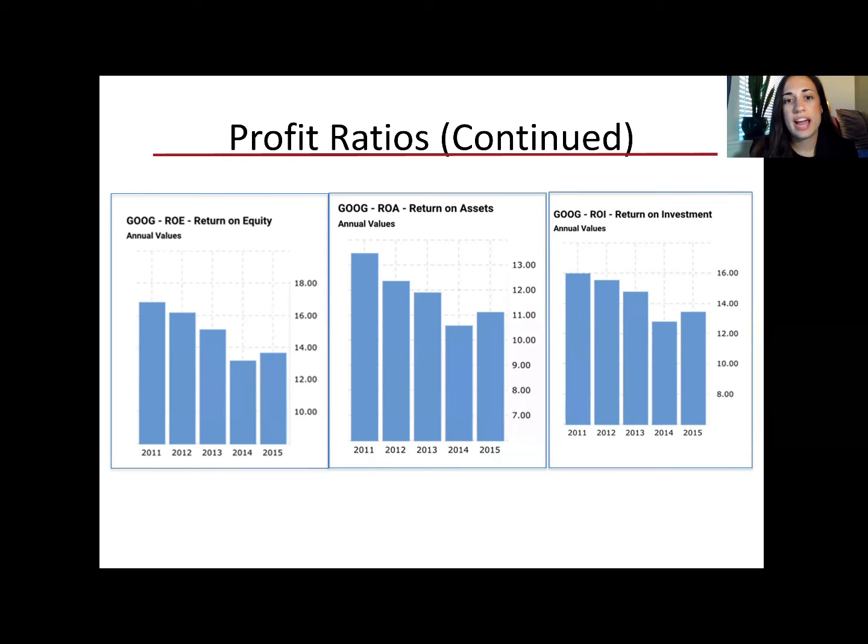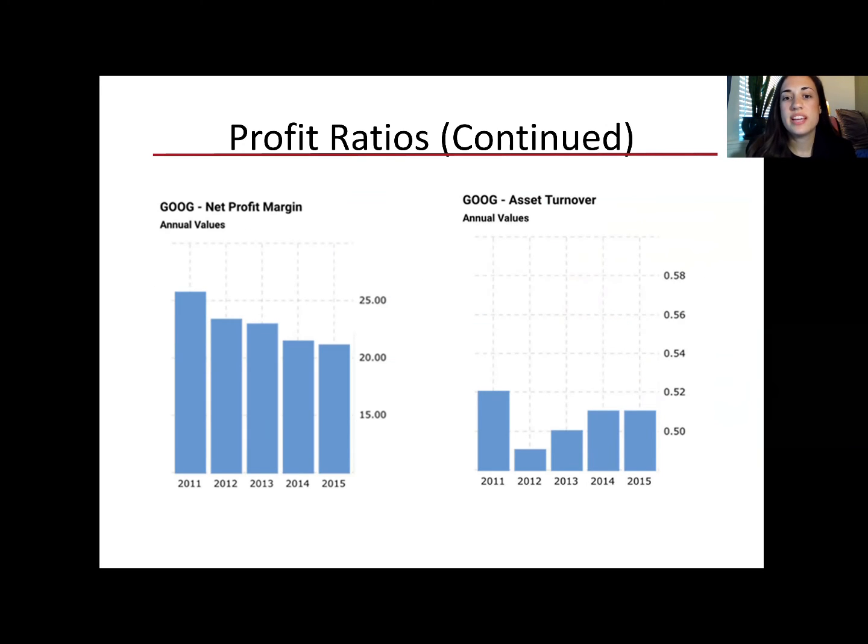And return on assets, ROA, this rises over time, indicating the company is doing a good job of increasing its profits with each investment dollar it spends. Generally, the higher the ROI percentage, the greater the return on the investment, which indicates an increased efficiency and profitability.